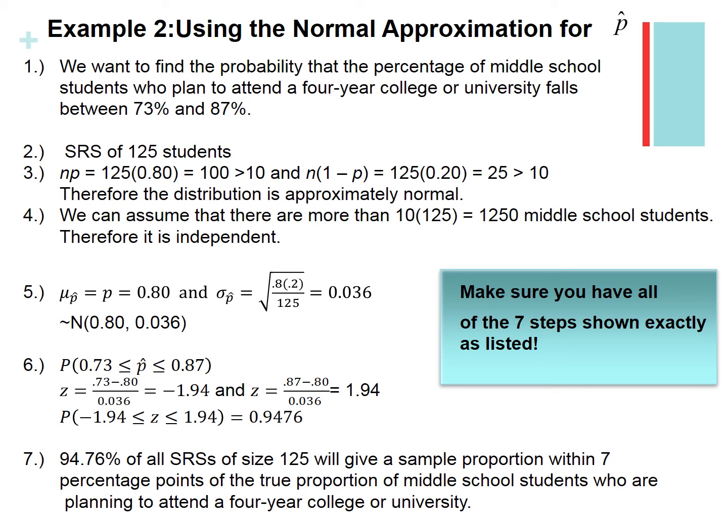All right, so step 1, state. We want to find the probability that the percentage of middle school students who plan to attend a four-year college or university falls between 73 and 87%. Essentially, that's what we're doing. We're just restating the question.